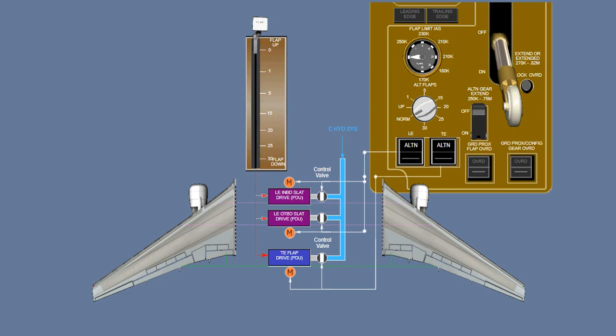When pushed to alternate, each switch does the following: disables and depressurizes normal hydraulic control for the respective slats or flaps, and arms the respective slat or flap electric motor.